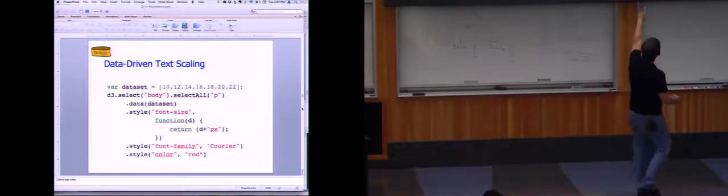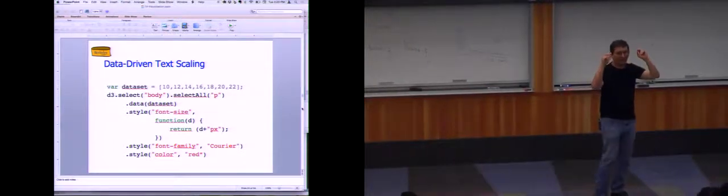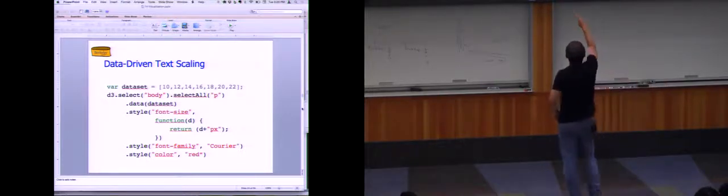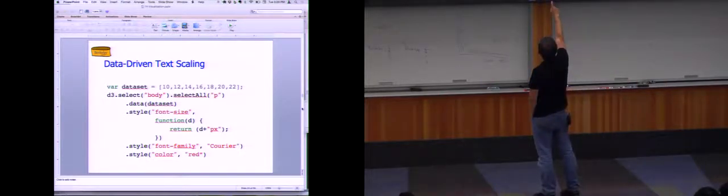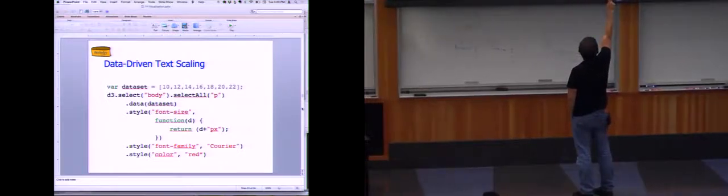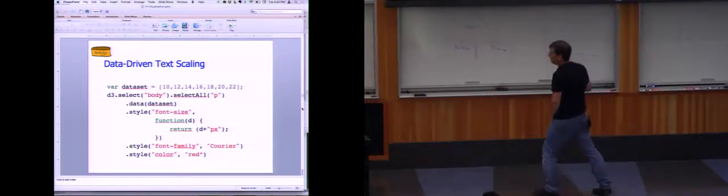That function returns what you pass in it plus the string px, which is how you talk about pixel size in JavaScript. All right? And by convention, the thing we pass in is the data that got joined, and we'll call it D. So that's going to style each one of those elements with a corresponding data value, and then we'll make it Courier red.